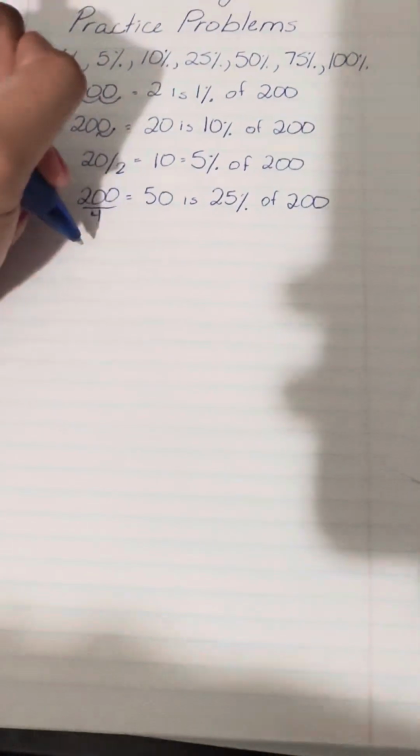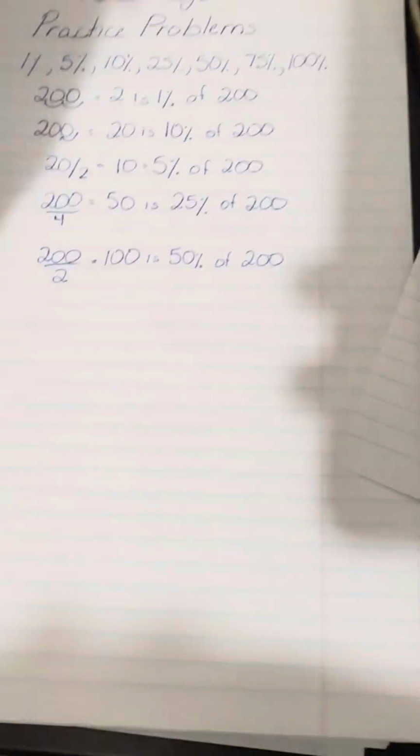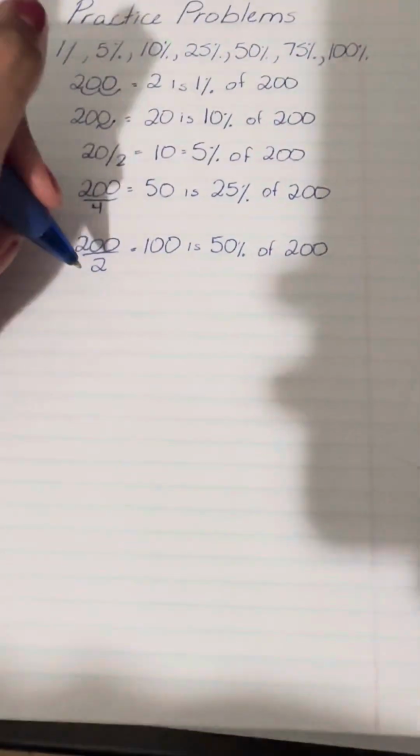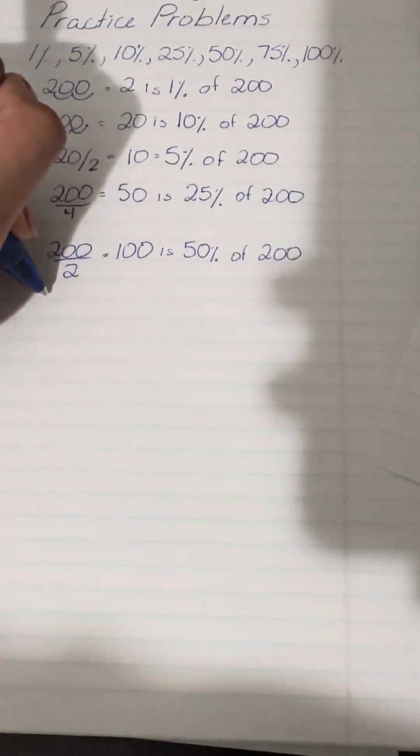Awesome. And how about 50? When we're trying to find 50% of something, we have to divide by 2. So now we're going to do 200 divided by 2 is 100, which is 50% of 200. And 50% should also be twice as much as whatever 25% is. In this case, 25% is 50, and 50% is 100, which is twice as much. So that checks out.